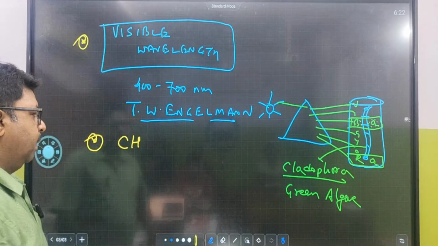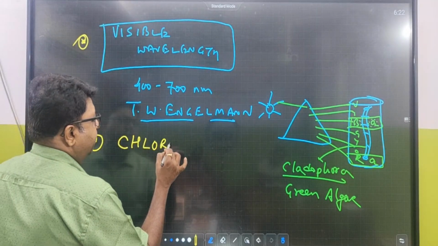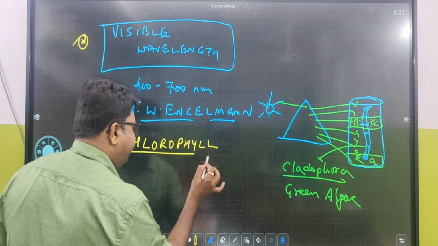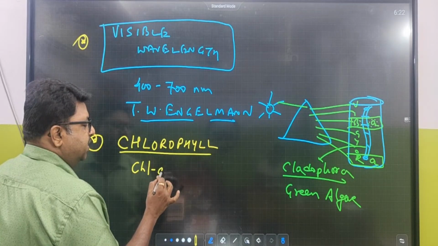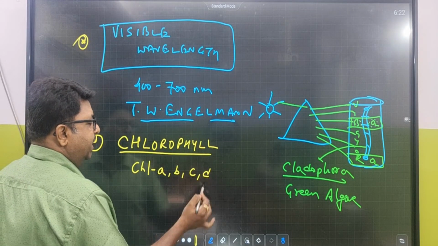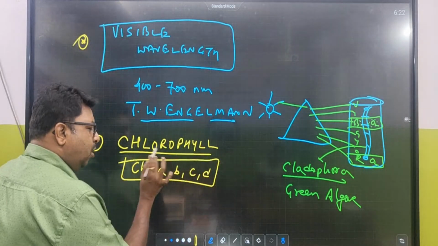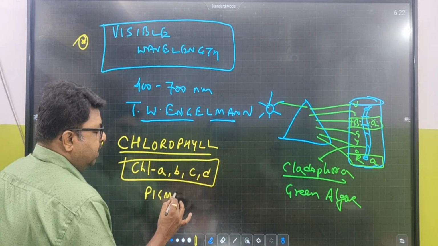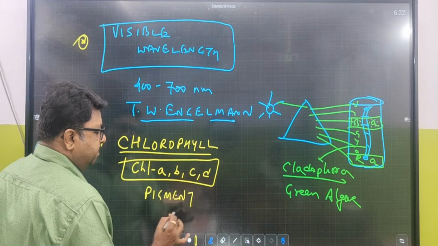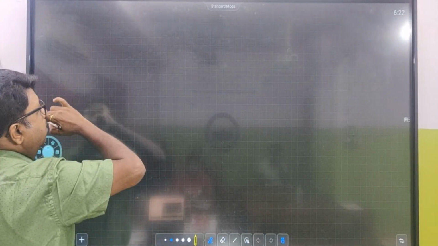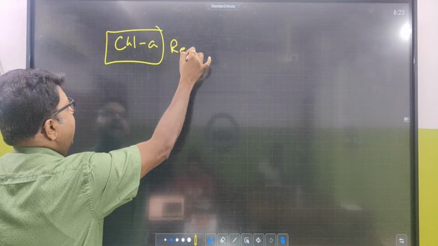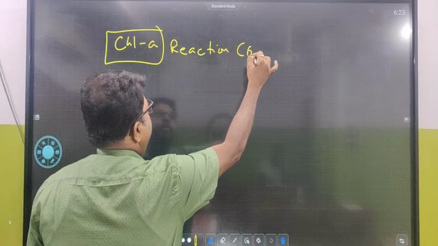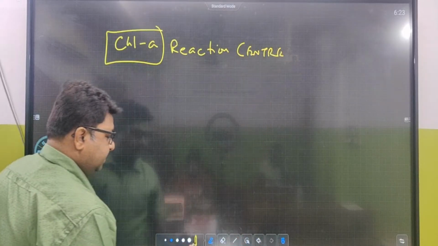Is this clear? So when we talk about chlorophyll, in the plant kingdom we have studied chlorophyll A, chlorophyll B, chlorophyll C, chlorophyll D. Fine, we have talked about them. Chlorophyll is a pigment. Now, let us get into a little bit of basics about this chlorophyll. Chlorophyll A is the main one, which is present as a reaction center. It acts as a reaction center.